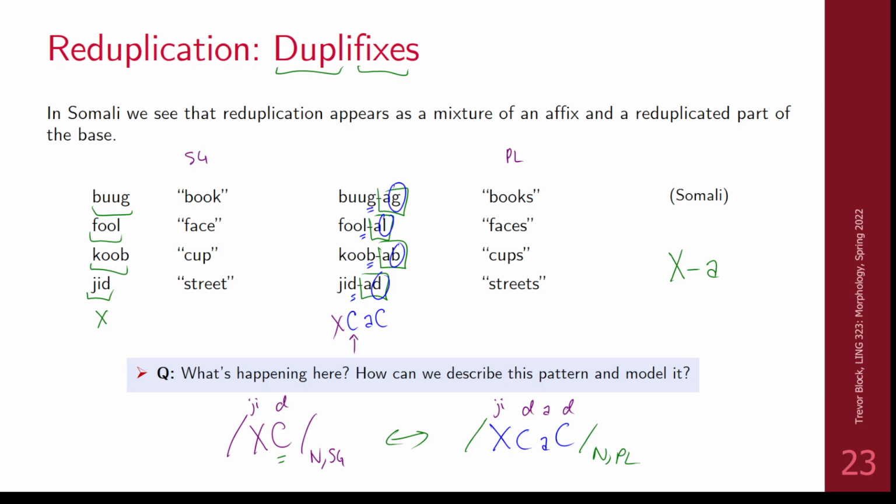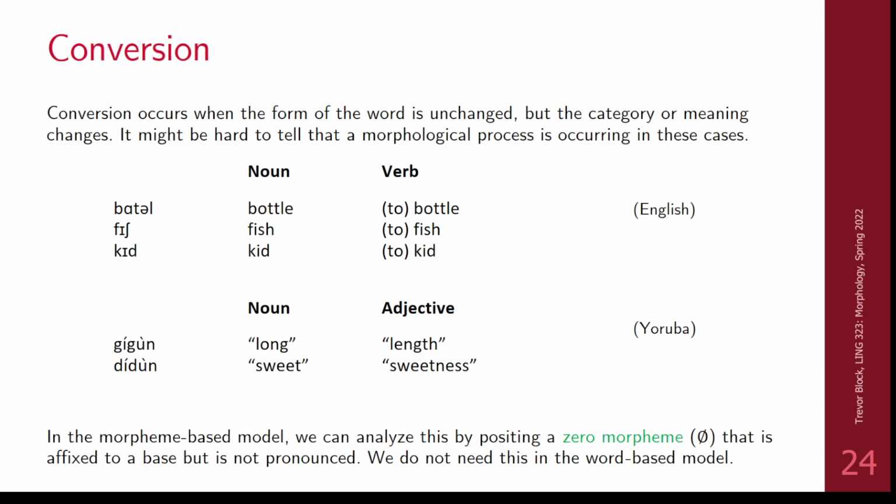So this rule is a duplifix. So it shows reduplication by using one of the items in the base twice, and it shows affixation by just inserting another sound after that base. So the base would be this bit right here. Okay, we're going to see a problem with that soon.